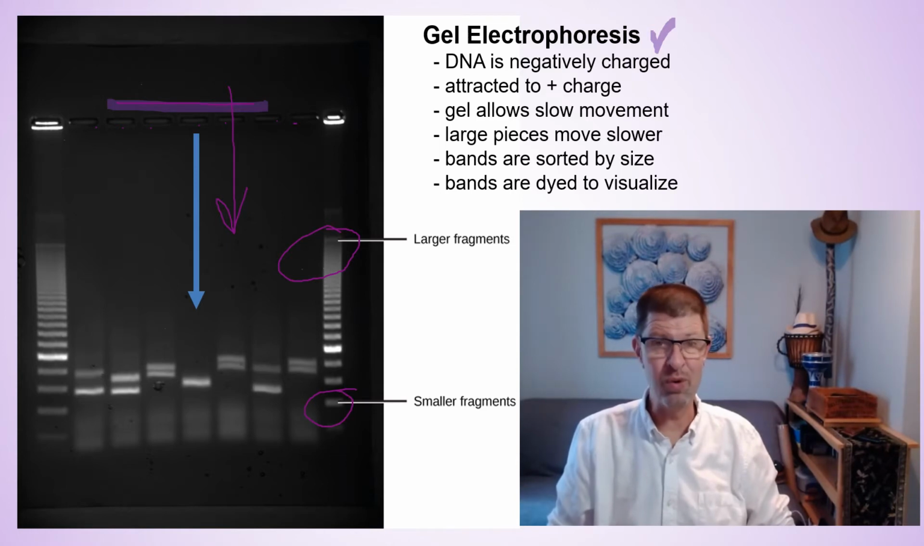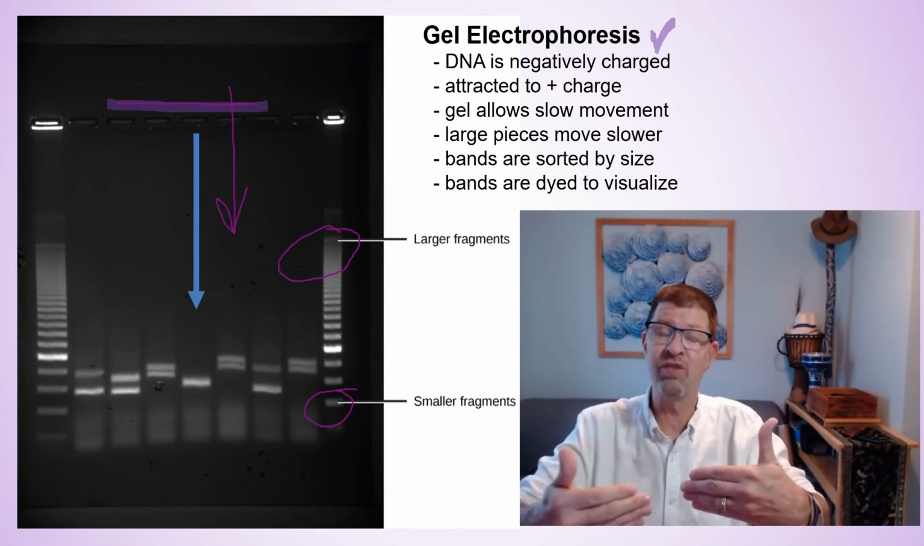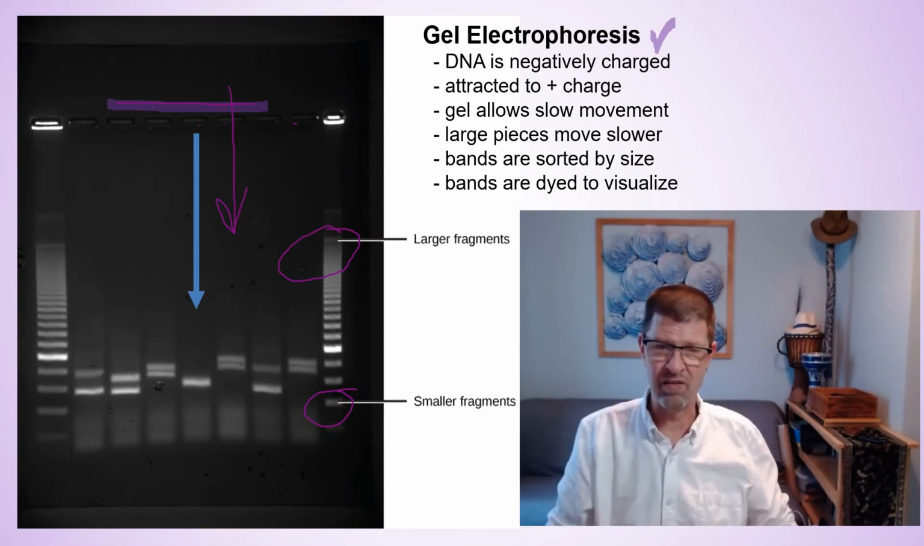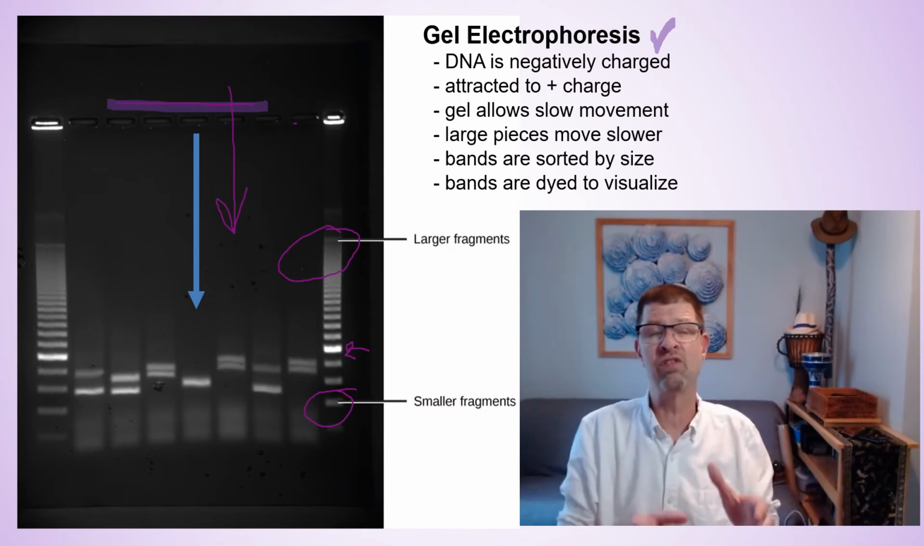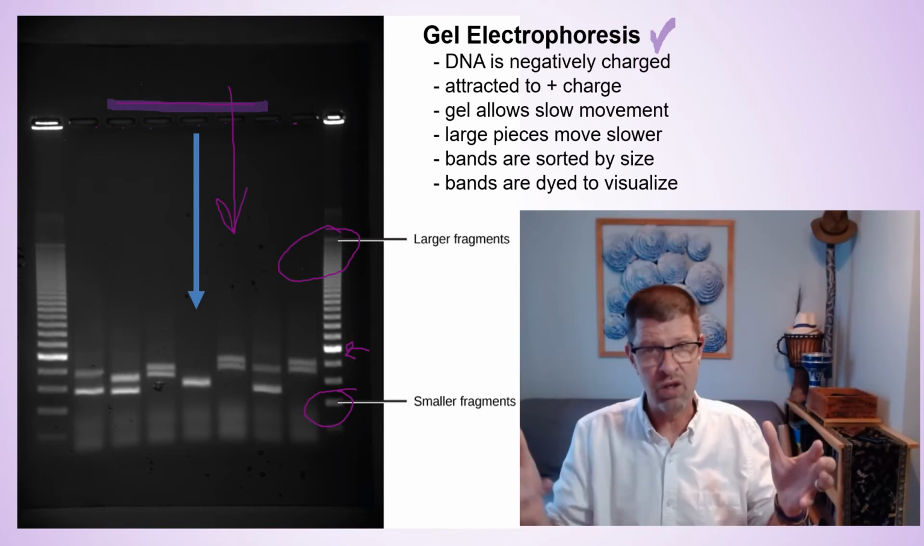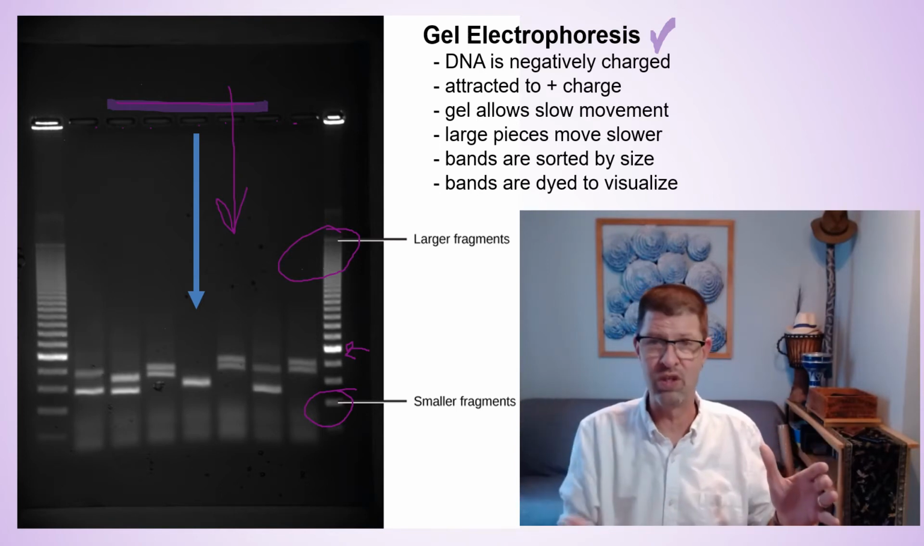And what we can do is send materials where we know the sizes of the pieces. For instance, there's this bright bar right here. We know exactly how big the molecules need to be to end up right there. And so we can say whether or not our samples actually have pieces of that size. So gel electrophoresis is sorting out chunks of DNA by size using a current that we run through a gel.